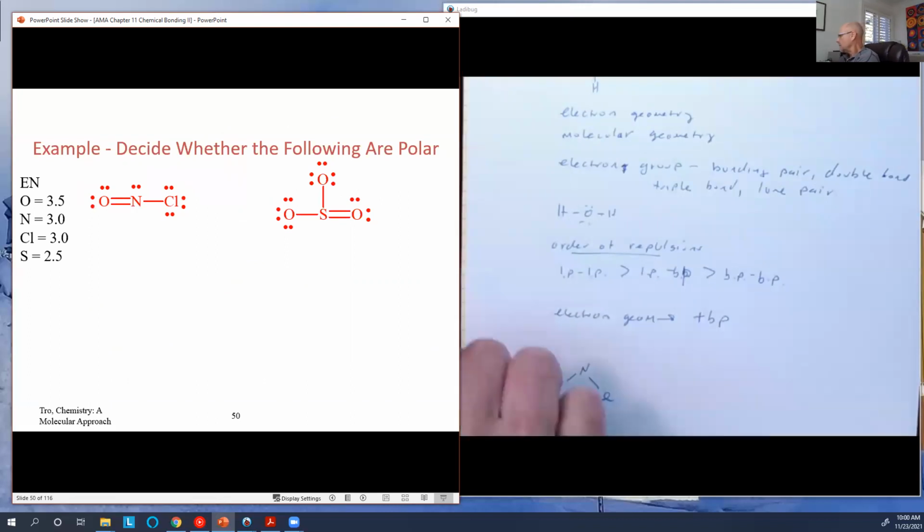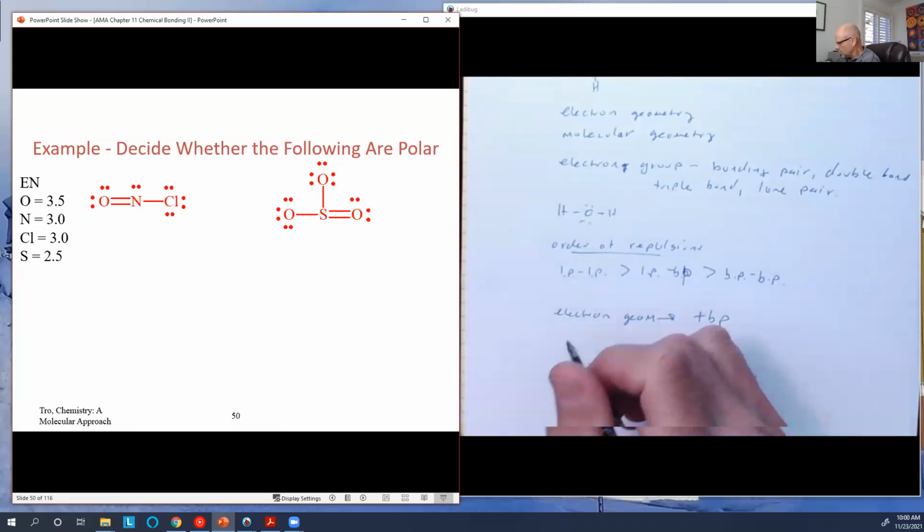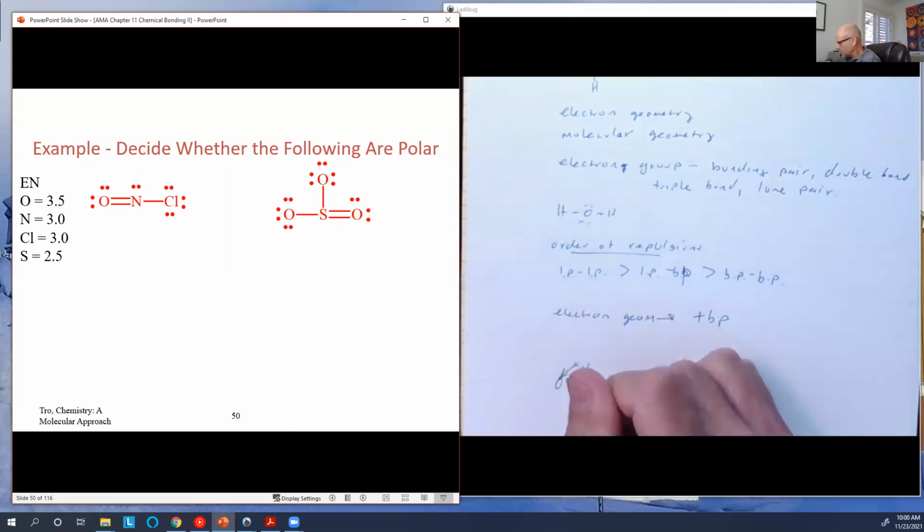These bonds are polar, because the nitrogen, the oxygen, the chlorine all have different electronegativities. So we have a polar bond pointing in that direction and a polar bond pointing in that direction. If we add those two vectors up, we see that that results in a net dipole moment. So this molecule would be polar.